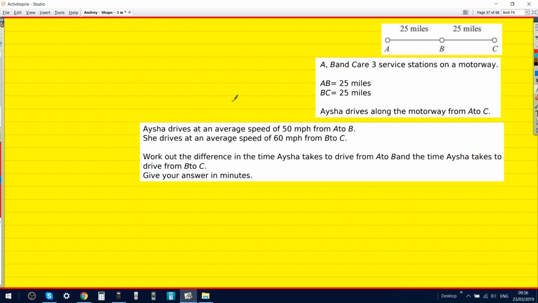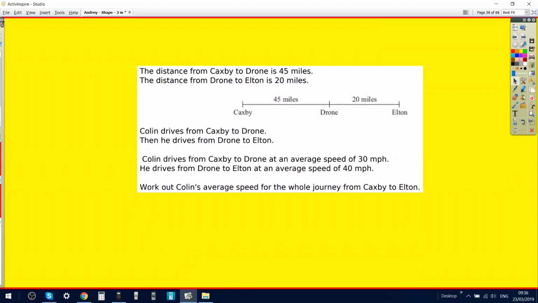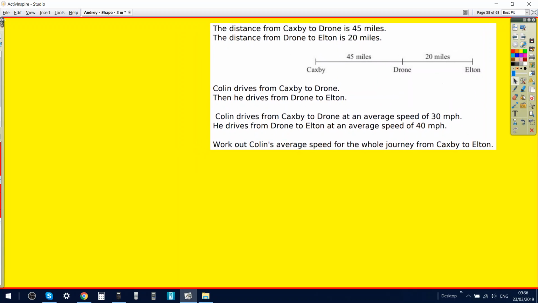So do I need to do 25 divided by 50 and 25 divided by 60 and take the answers away from each other? Yeah, that one was alright. Let's see this one. Yes. Okay, how about this?